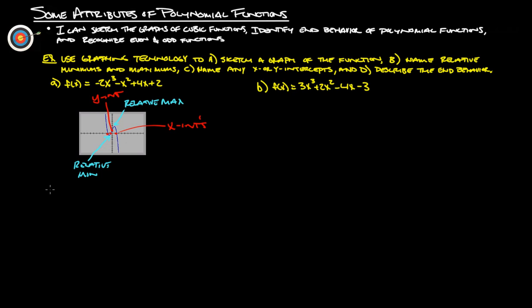Okay, so as x approaches, we usually start with negative infinity, so as x gets smaller and smaller, what happens to y? So as x is getting smaller and smaller and smaller, look, this graph is going up, so this is going towards positive infinity. And then as x goes to positive infinity, y is getting smaller and smaller and smaller, so that means y goes to negative infinity. Okay?